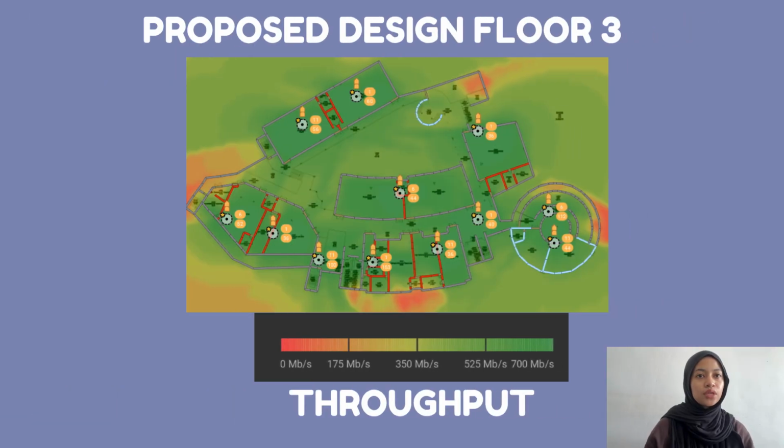Lastly, the throughput results show that the proposed design provides better performance across most areas of floor 3. The green areas indicate higher throughput, especially in the main coverage area. Overall, the improved AP placement and channel configuration provide more consistent network performance compared to the current design.